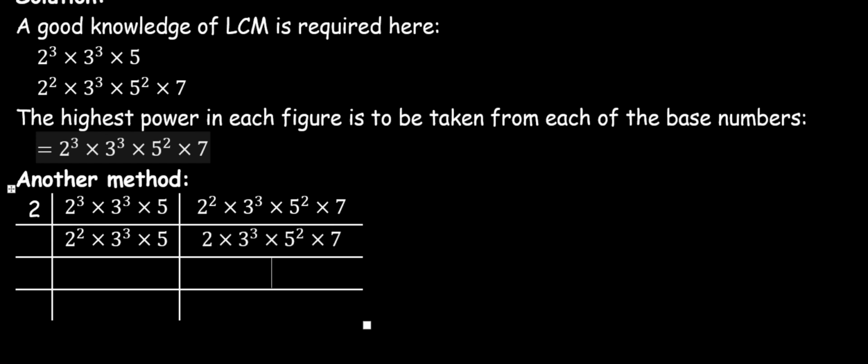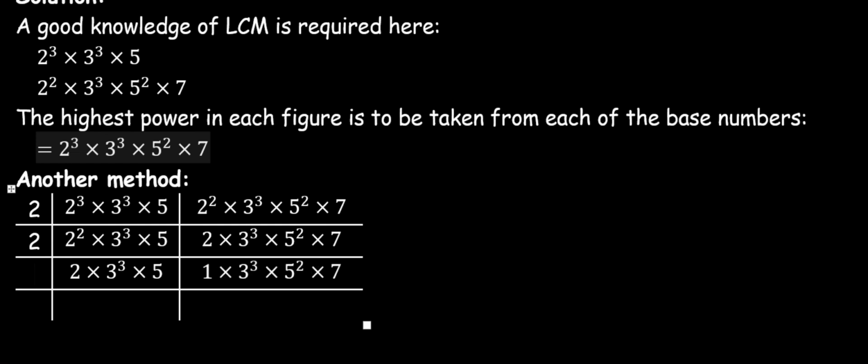We can still proceed with dividing through with 2. In the first resultant value, 2 raised to power 2 will now reduce to 2 raised to power 1, but we're not showing the 1, so we just write 2 times 3 cube times 5. In our second value, 2 raised to power 1, though the 1 is not showing, so it's 2. Now 2 divided by 2 will give you 1. So we put down 1 times 3 raised to power 3 times 5 squared times 7.